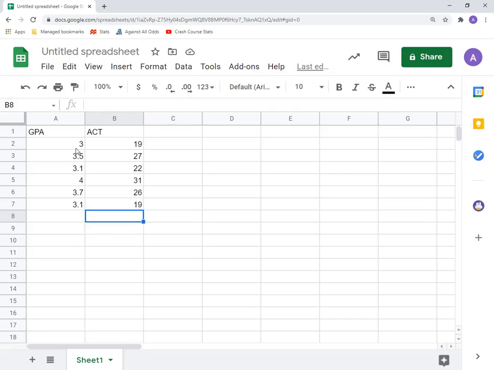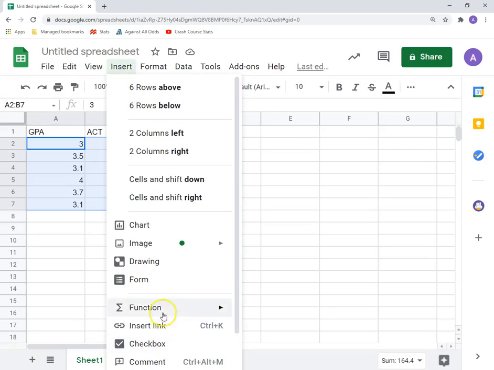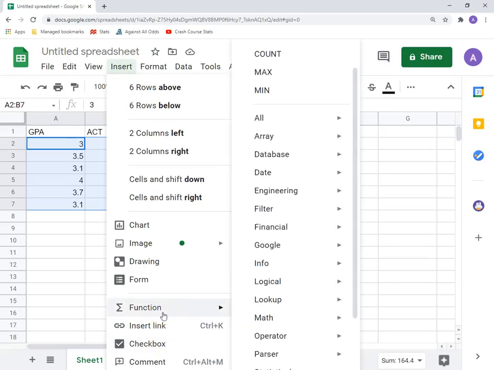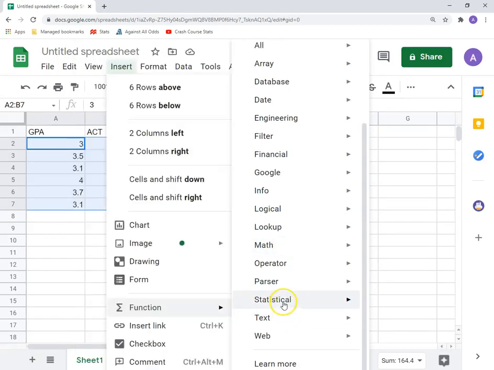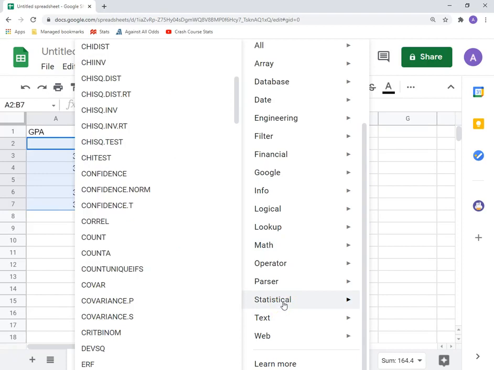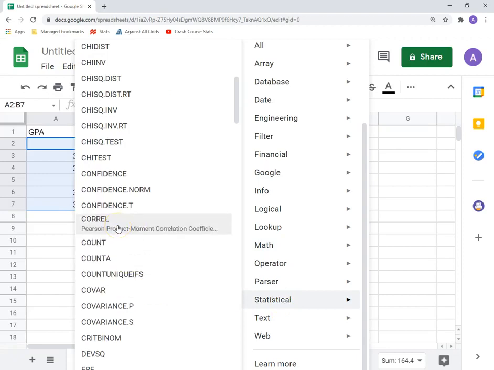Are you ready, Chloe? All right, so just like when we wanted to put a graph in, we're going to highlight our data. And then we're going to go to Insert. You're going to choose Function. And then you should get this other pop-out menu, and you're going to go to Statistical. And then you're going to go to CORREL. Correlation is too long to type out, so we're going to pick CORREL.